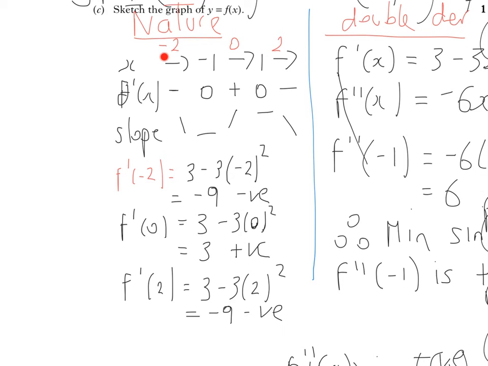So my neighbouring values around the stationary points, x equals minus 1 and x equals 1, so minus 2, 0 and 2. So I sub minus 2, 0 and 2 into the differentiated function. If I put in minus 2, I get a negative value, minus 9. If I sub in x equals 0, I get a positive value, and if I sub in x equals 2, I get a negative value. And that gives me a minimum and a maximum, which agrees with the result for the double derivative method.